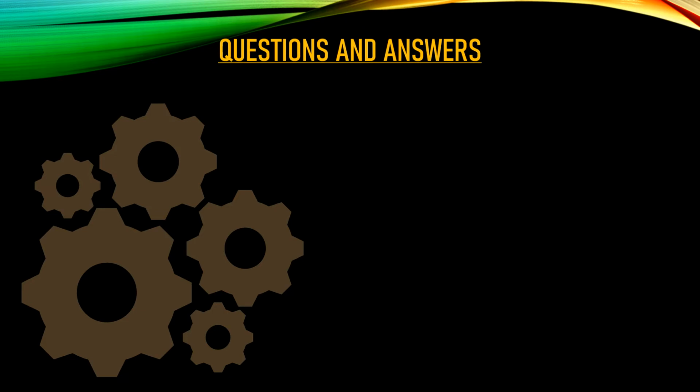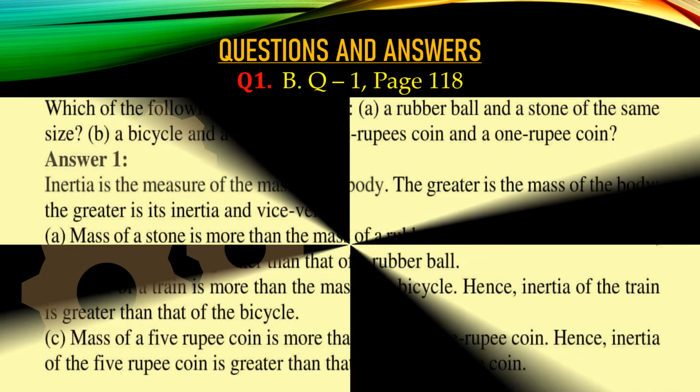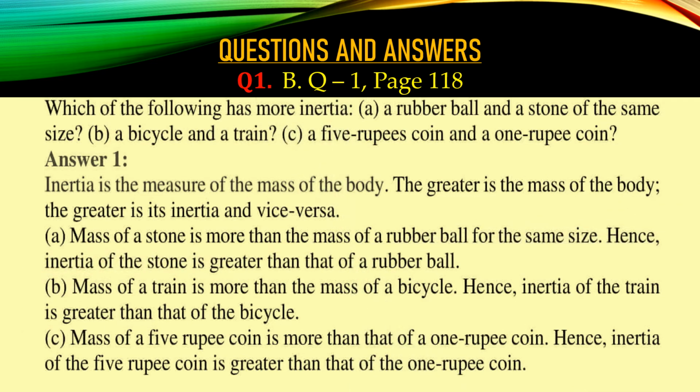Children, now we will discuss some questions given in your textbook. You can refer to page number 118 for it. See the first question given there. Which of the following has more inertia? A rubber ball and a stone of the same size. Second one, a bicycle and a train. Third, a 5 rupee coin and a 1 rupee coin.